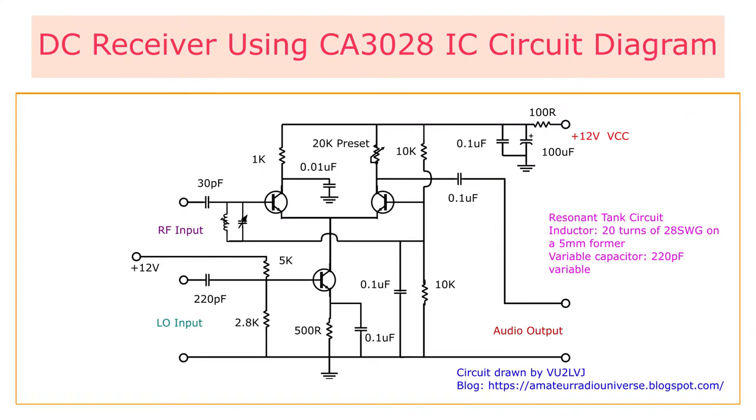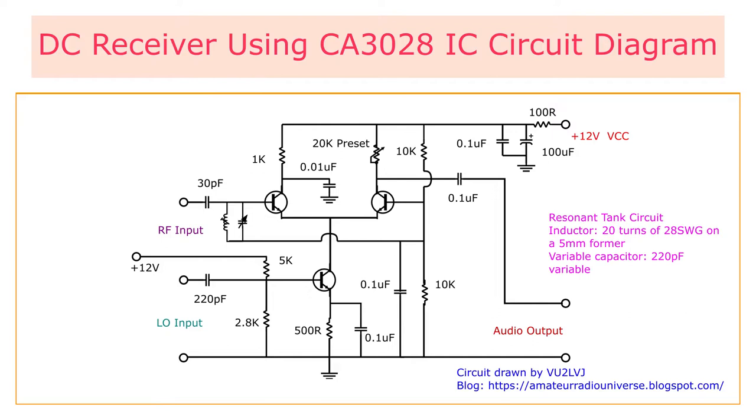Circuit description. The CA3028 IC equivalent circuit with the 3 transistors is wired onto a PCB. The resonant tank circuit is made using an inductor and a variable capacitor through which it is tuned to the radio frequency that is received. The resonant circuit is attached to the base of one of the input transistors.